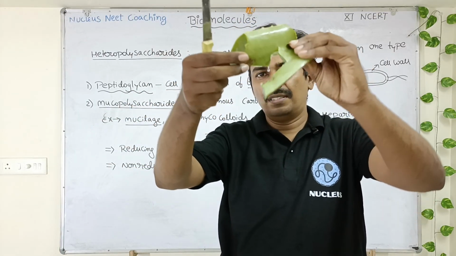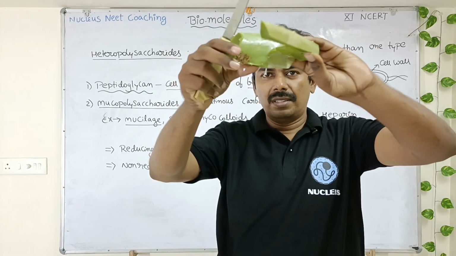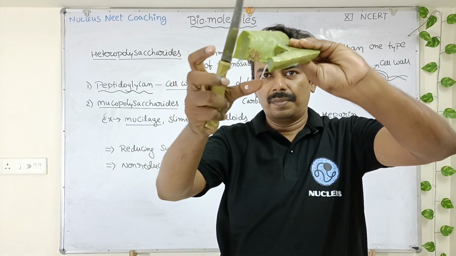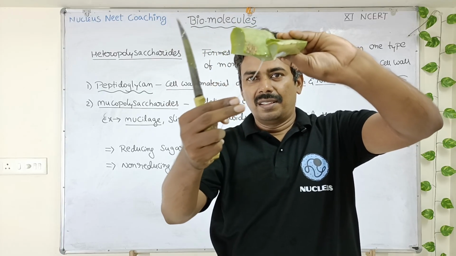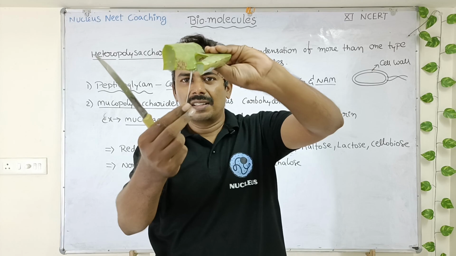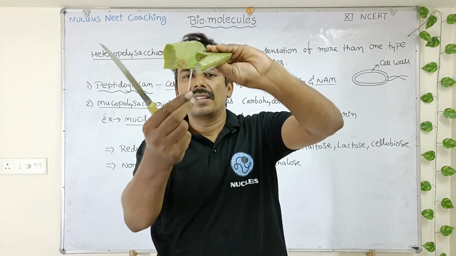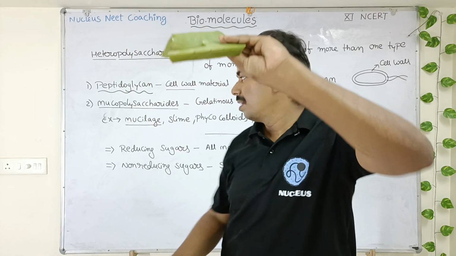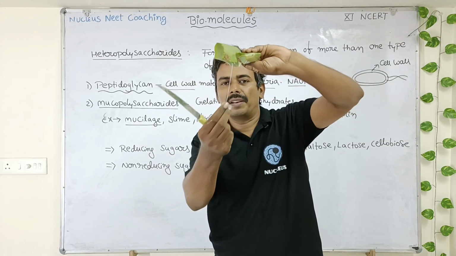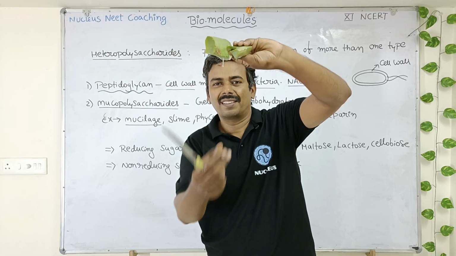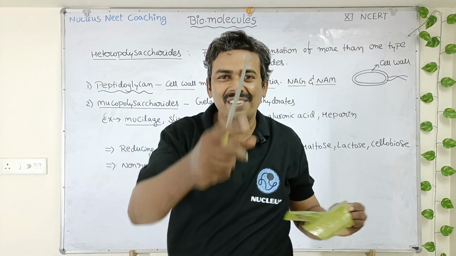Yes, so this is the slime. So this is mucilage, students. This is a gelatinous mucilage. Okay, so this can be called a mucopolysaccharide. It is also a carbohydrate. Look here. Understood? Yes.